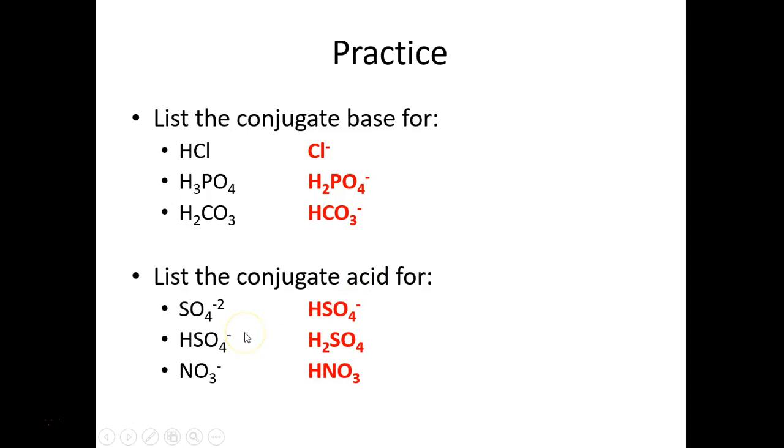Now, HSO4-, that would be a great example of something that is amphiprotic because it can gain a proton to form sulfuric acid or lose a proton to form the sulfate ion.